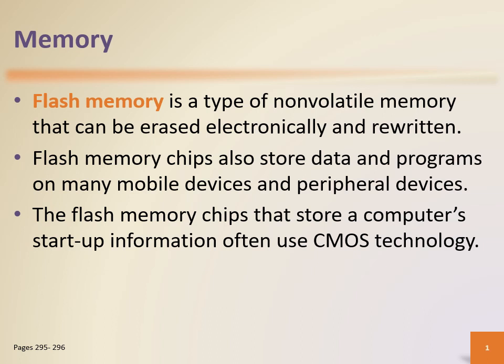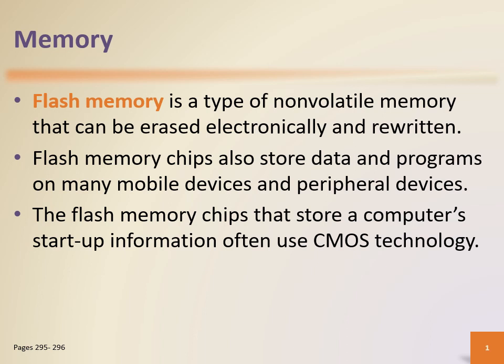Okay, another type of memory is flash memory, which is also non-volatile, which means it can be erased electronically and rewritten. For example, your USB has flash memory chips. So these flash memory chips also store data and programs on mobile devices and peripheral devices, and most computers use flash memory to hold their startup instructions because in that way it allows the computer to update the contents easily.